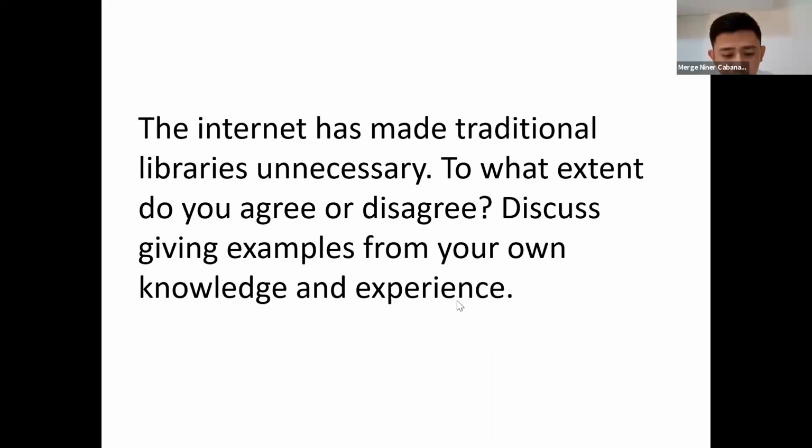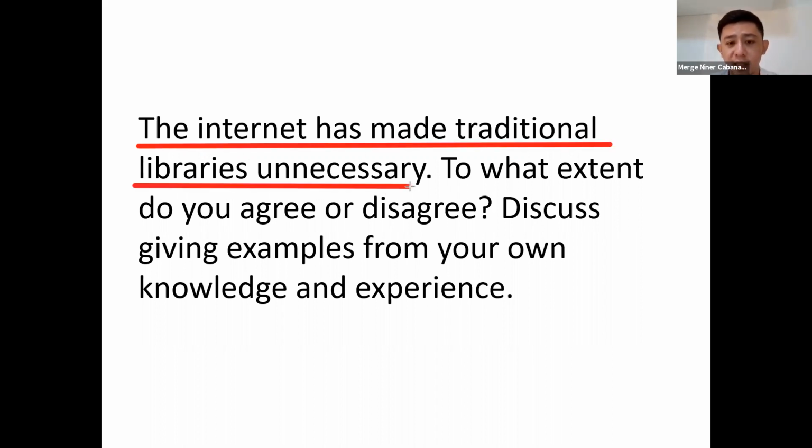So, Kaislyn, let me ask you first. We have an idea here. According to the idea that we have, the internet has made traditional libraries unnecessary. Because the idea here, Kaislyn, is that many of the students today prefer to use online resources. They use websites, Google, and other research platforms, particularly online. That is the reason for the statement that the internet has made traditional libraries unnecessary. Now, my question, Kaislyn, is: do you believe that this idea is true?